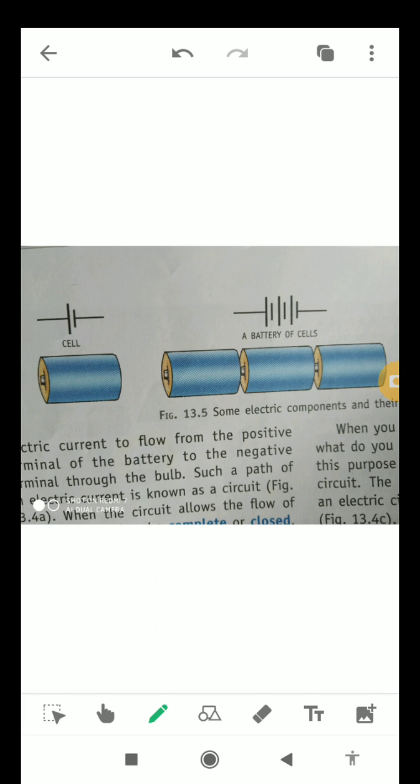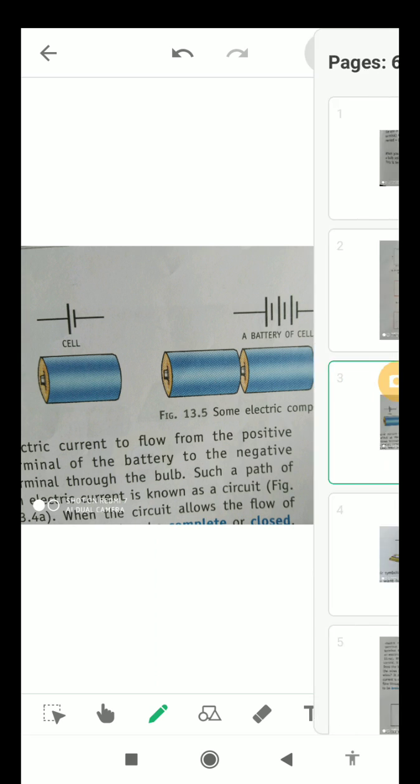These are the electrical components. As you can see, the first one is the cell. This is the symbol of an electric cell. Just above it, there is an arrangement in another picture. You can see there is an arrangement of three cells together. Okay, so this is a battery of cells. Now we move to the next slide.